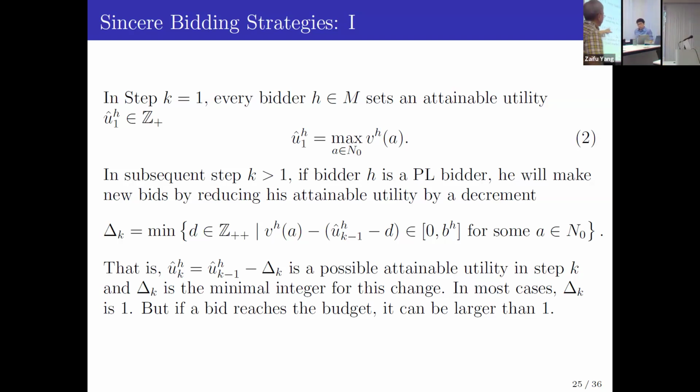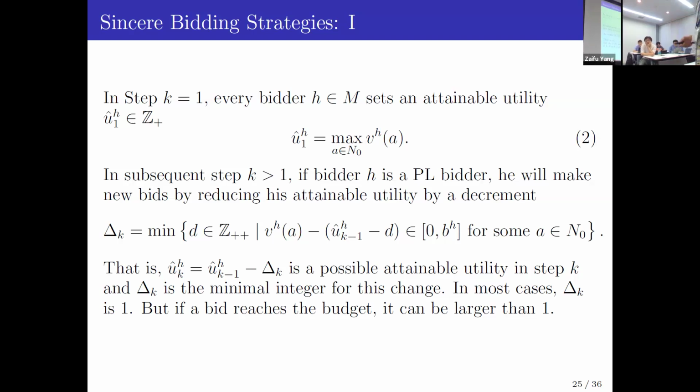So this D, now you consider any atoms which you can possibly choose, and that now you reduce this attainable utility, and this delta K actually is the minimum integer to make this change happen. So in most cases, this delta k is 1.